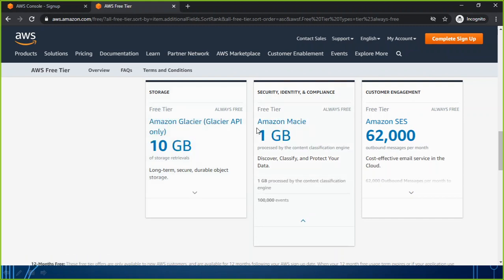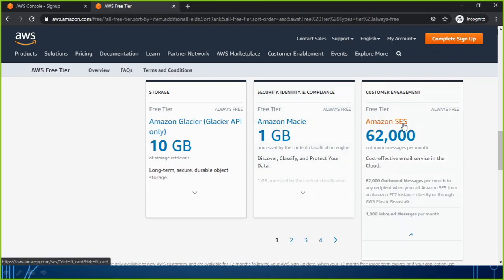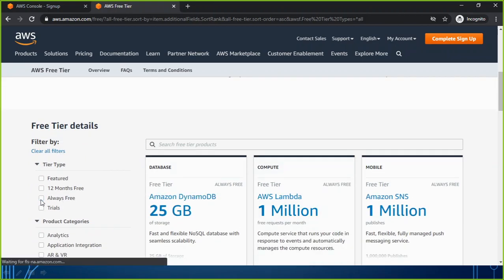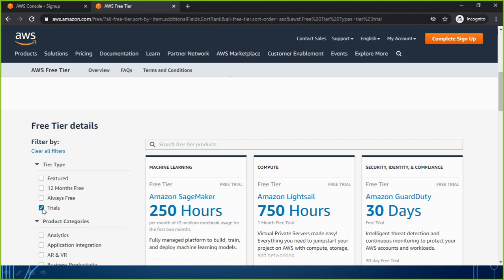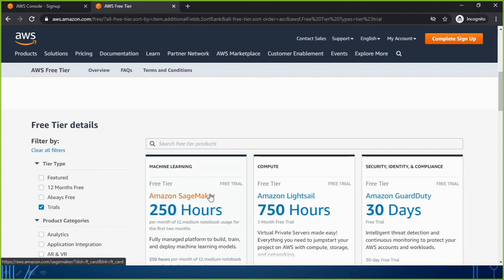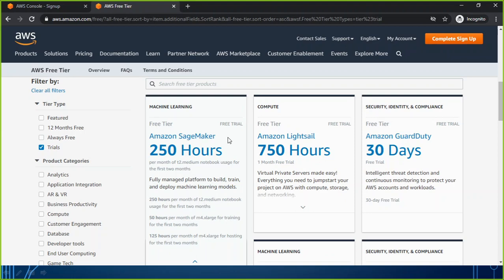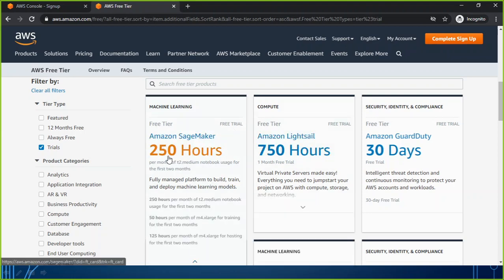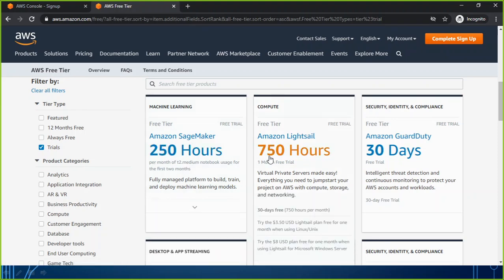We have always free Amazon Macie, which helps you to discover, classify, and protect your data with 1 GB. We have Amazon SES. So here is the list of some of the services which are always free. If you want to only see the trial ones, you can go to the trial one. So here it is giving you Amazon SageMaker, Amazon Lightsail. These are free trials with some limitation like 250 hours per month, 750 hours, 1 month free trial only. It is not for that much.